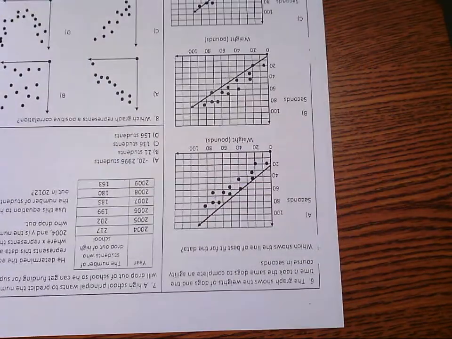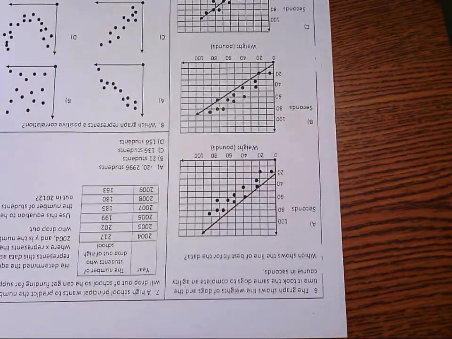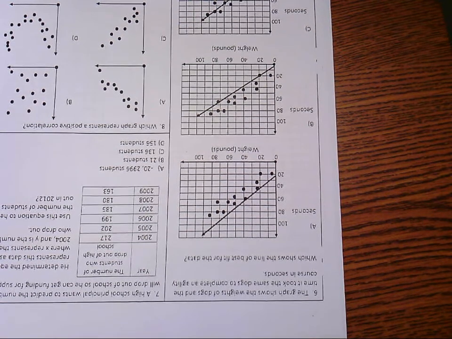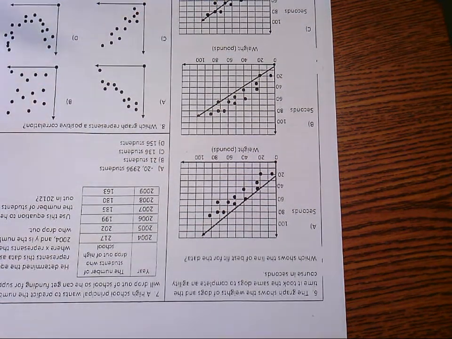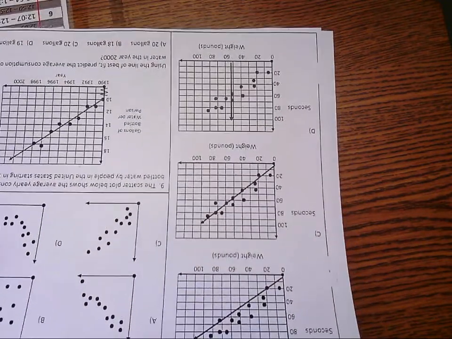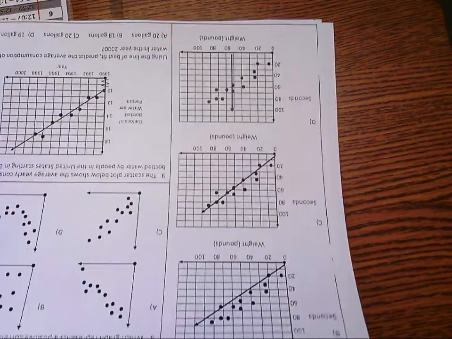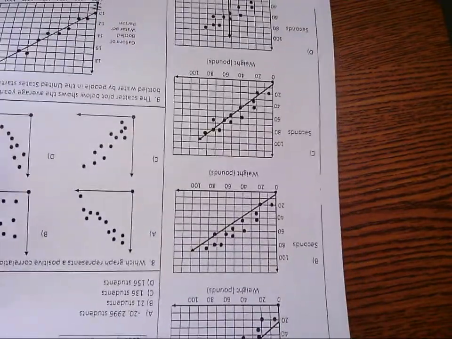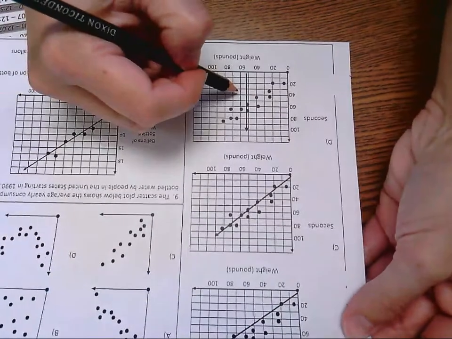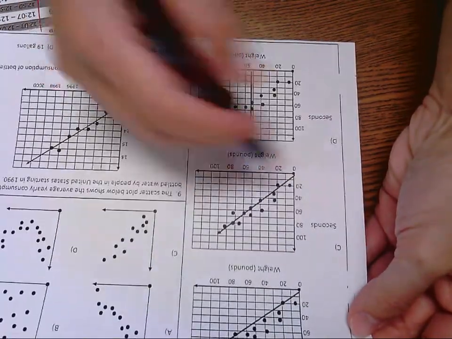And number 6 says, the graph shows the weights of dogs and the time it took the same dogs to complete an agility course in seconds, which shows the line of best fit for the data. So each one of these graphs has the same points. They want to know which one drew the line that best fits those points. So if I look, D, that line does not fit those points at all. That is not a good fit.